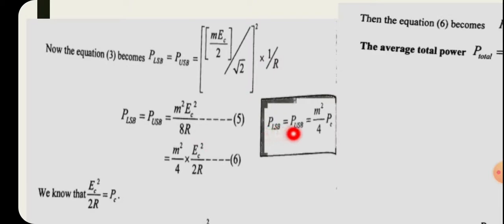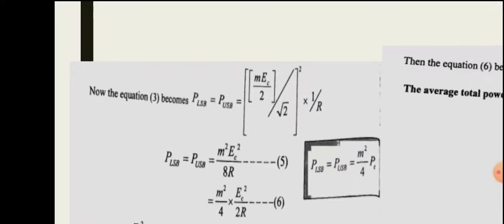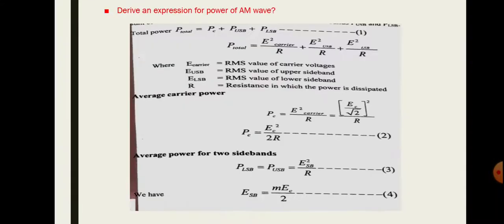So power of LSB equal to power of USB is equal to M square into, here you know that EC square by 4, this term can be split as M square by 2, M square by 4 into EC square by 2R, where EC square by 2R equal to PC that we have derived, that is PC equal to EC square by 2R.